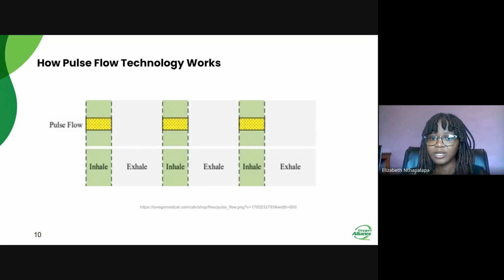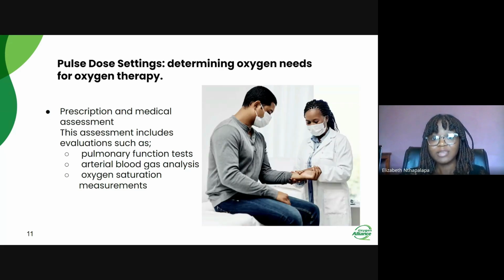Moving on, let us look at some of the first dose settings. These are things we need to determine for oxygen therapy. There are a number of important things that we need to look into as we are about to give oxygen therapy. The first of it is prescription and medical assessment. Before initiating oxygen therapy, patients undergo a medical assessment conducted by healthcare professionals, which can be the doctor or the nurse. This assessment can include evaluations such as pulmonary function tests, arterial blood gas analysis, and oxygen saturation measurements.